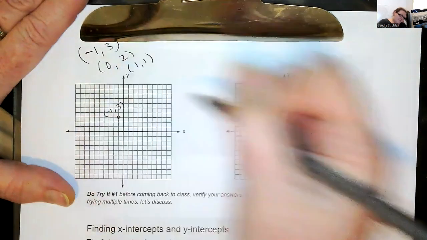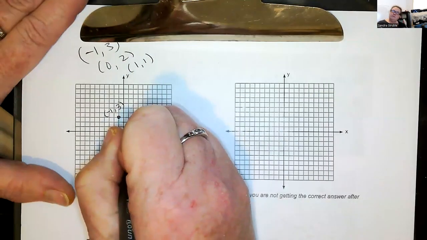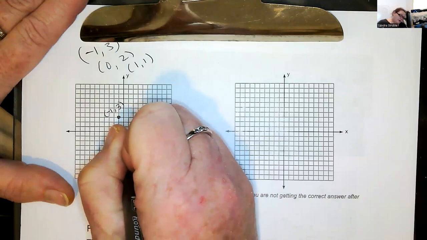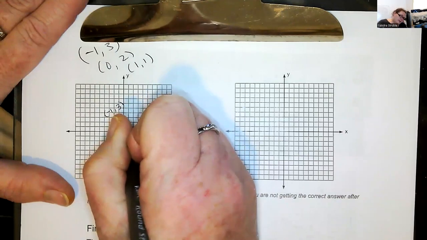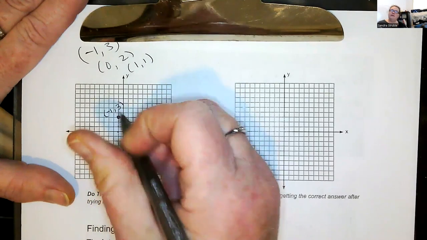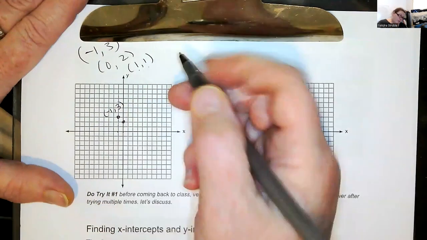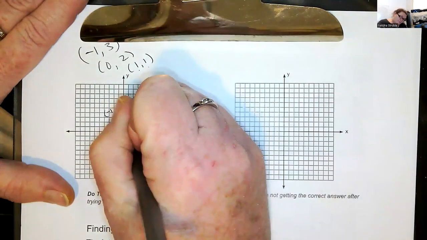label it. The next one is 0, 2. So 0, we're not going left or right, and we're only going vertical. We're going up 2, placing a point. And the last one is we're going to move to the right 1 because the x value is a +1, and then we're going to go up 1 because the y value is a +1.